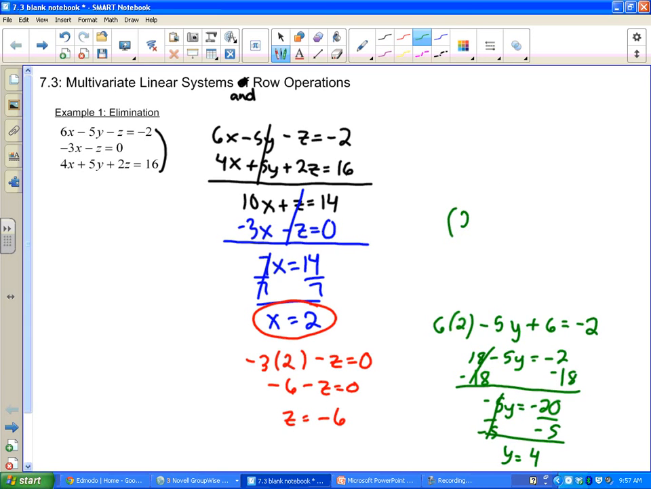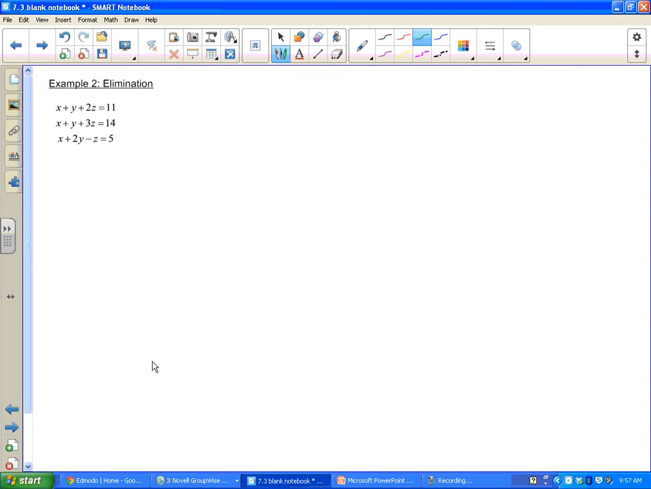And so then the way we write our answer is as a 3-dimensional point, x, y, z, so 2, 4, negative 6. And that's where systems with 3 variables come in, is that we can actually graph these in 3-dimensional space, which is kind of hard to do on a 2-dimensional paper. But you could graph these, and it's talking about if I have 3 lines in a 3-dimensional space, where is their point of intersection?